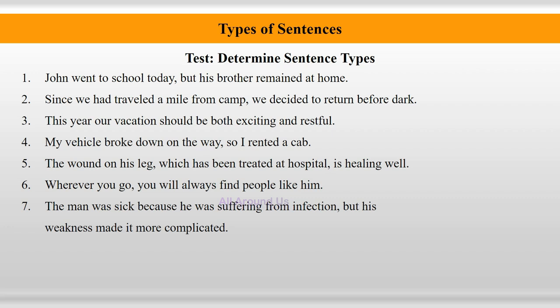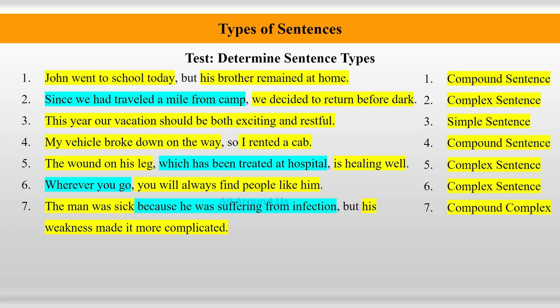Let's go for the answers. First sentence: John went to school today, but his brother remained at home. It is a compound sentence. John went to school today is one principal clause, and, with the conjunction but, his brother remained at home is another principal clause. Two principal clauses connected with but. It is a compound sentence.